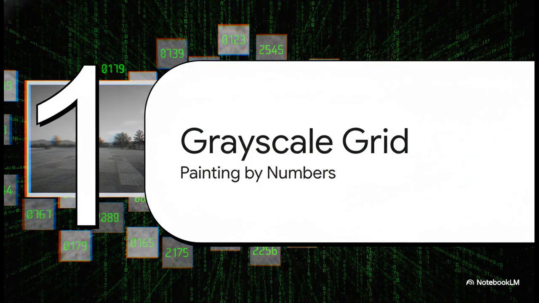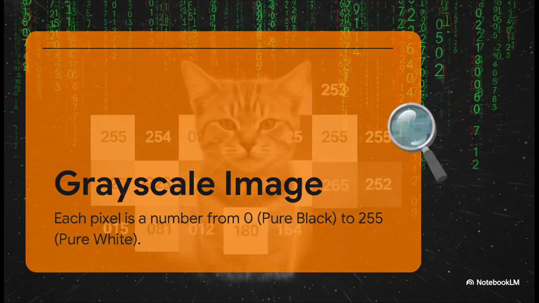To really get our heads around this, let's start with the absolute simplest kind of image, a black and white or grayscale photo. This is where the whole idea of painting by numbers really kicks in. So here's the most crucial part. Every single dot in that image, we call it a pixel, is just a number. That's it. It's on a scale from 0, which the computer understands as pure black, all the way up to 255, which is pure white. And every shade of gray you can imagine in between, well, that's just a number from 1 to 254. It is literally that simple.